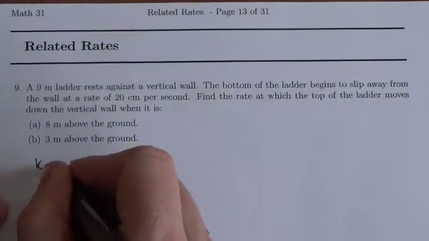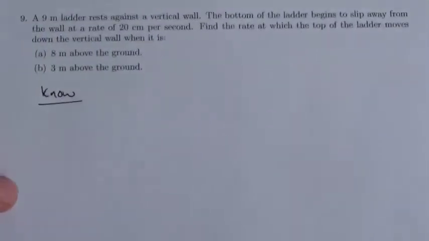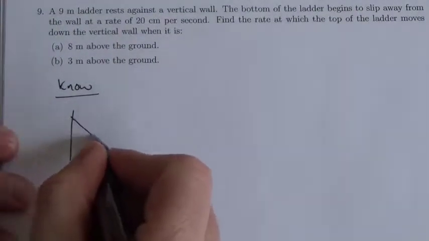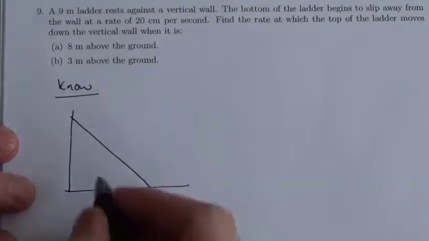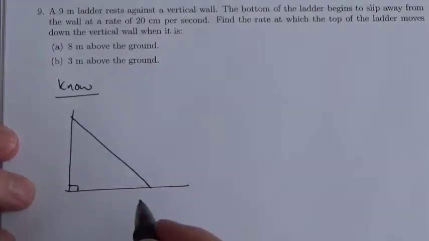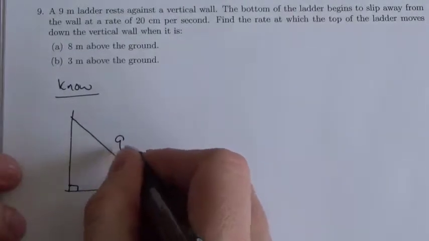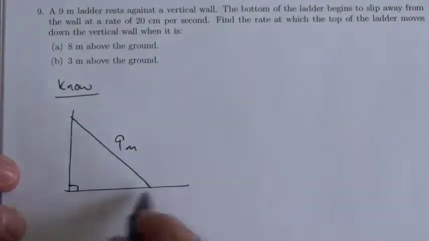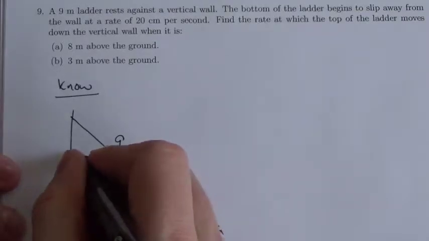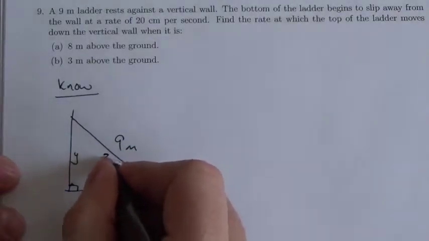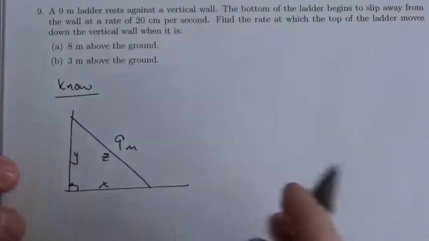So let's take a look at what we know here. And the best thing to do here is actually to draw this out. Okay, so here's our ladder, here's our wall, and there's a right angle there. A 9-meter ladder rests against the vertical wall. Okay, so 9 meters. Now let's call this distance here x. We'll call the vertical distance up the wall y, and we'll call the length of the ladder z, even though we already know at this point in time that that's 9.